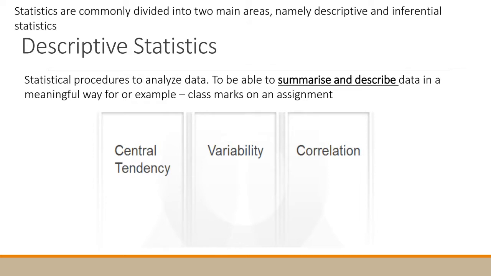What are we looking at? We're not just looking at a huge, big spreadsheet full of numbers. We need to actually boil those down to a meaningful interpretation. So the way that descriptive statistics works, all the three kinds, is our central tendency, our variability, and our correlation. And don't worry, we're going to cover those shortly.